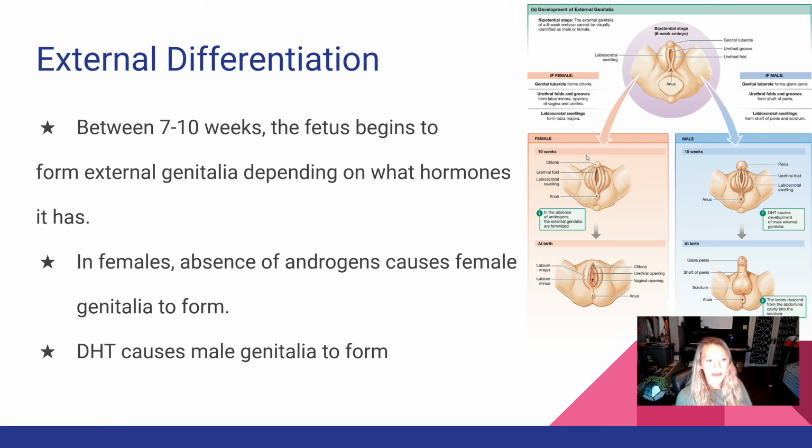So I wanted to point out that in females, the absence of androgens causes female genitalia to form, and DHT causes male external genitalia to form.